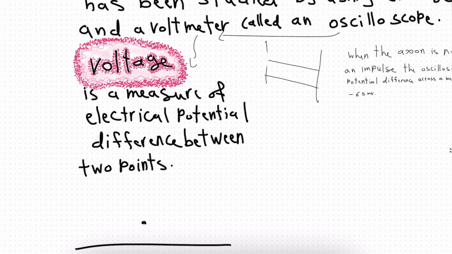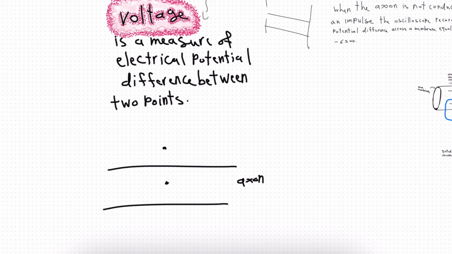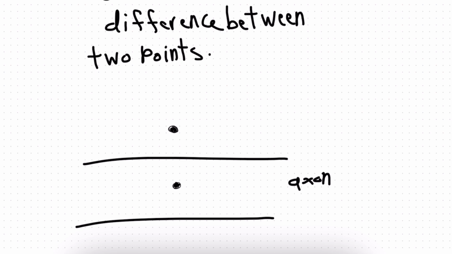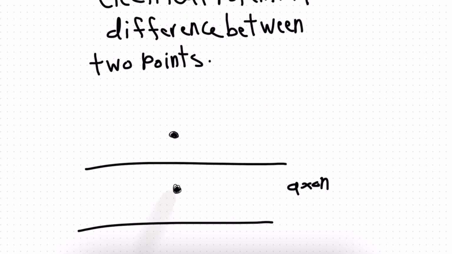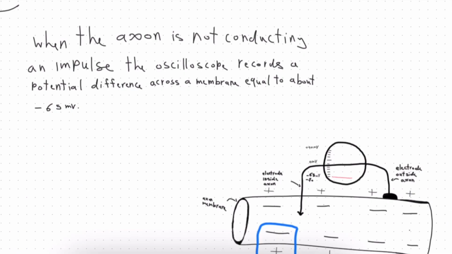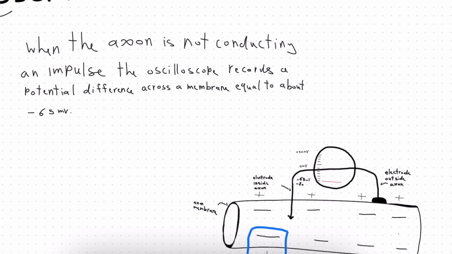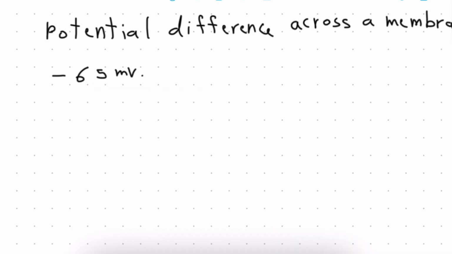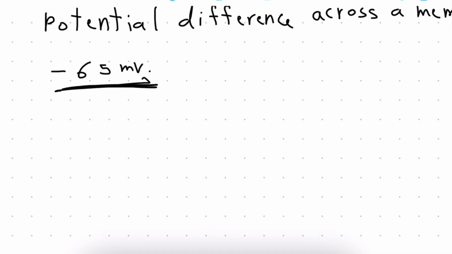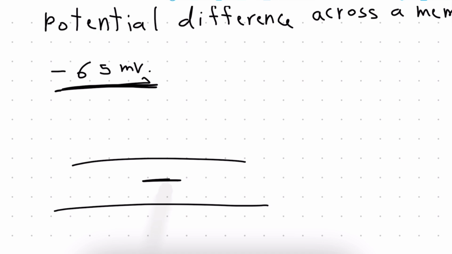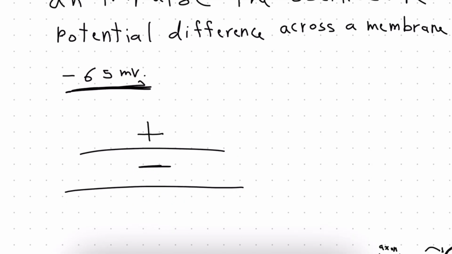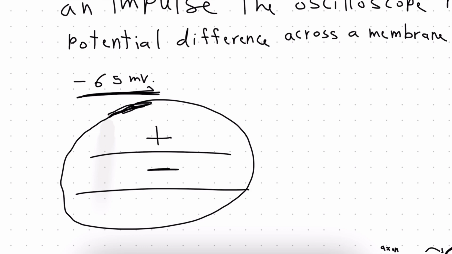The voltage is a measure of electrical potential difference between 2 points. In this case, we have an axon and we are measuring the electrical potential difference between the 2 points, which are the inside and outside of the axon. When the axon is not conducting an impulse, the oscilloscope records a potential difference across a membrane equal to about negative 65 millivolts. This number indicates that the inside of the axon is negative and outside is positive. This state is called resting potential.